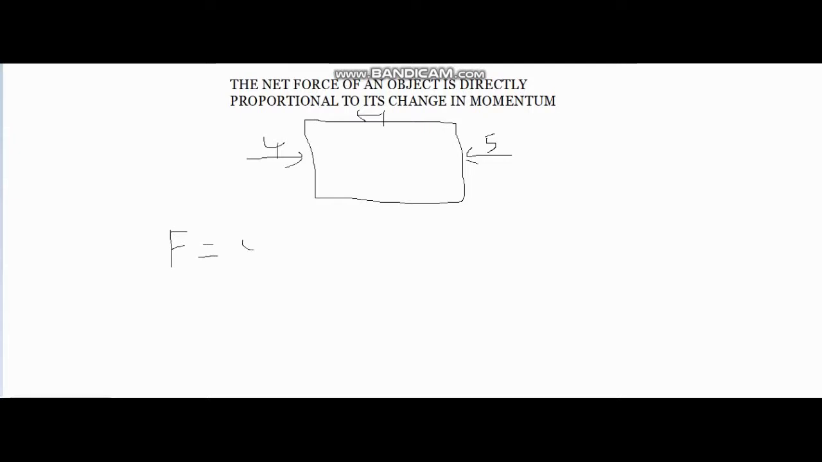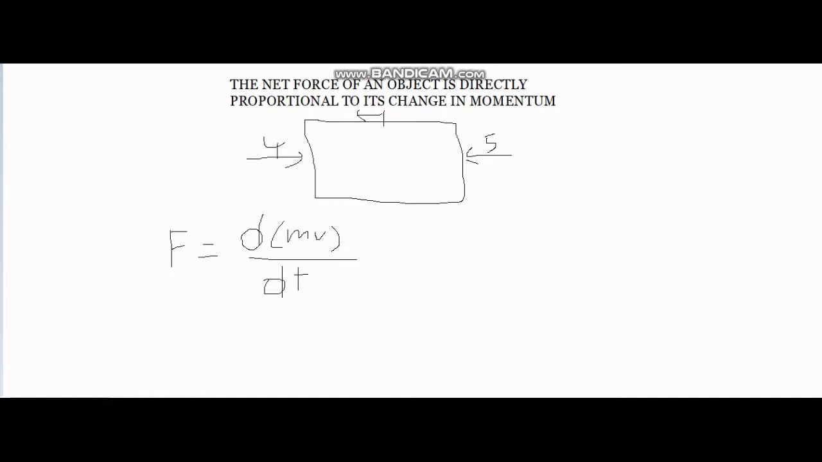F is equal to d(mv) over dt. What this is saying is force is equal to the derivative of momentum with respect to time. Those who didn't watch my video on derivatives, I would recommend you go back and watch that one or watch any video on differentiation before looking at this.